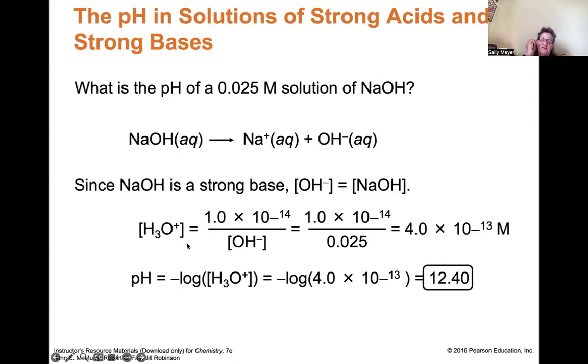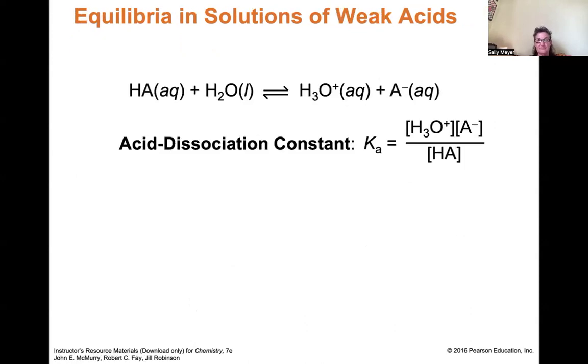If you want the pH, the first thing you have to do is get the H3O plus from the OH minus. So you take Kw and divide it by 0.025, the concentration of the OH minus, which gives you the concentration of H3O plus. Then we change that into a pH by taking the negative log. The negative log gives us 12.40. We have 2 digits to the right of the decimal place because we had 2 significant digits in the concentration of H3O plus.